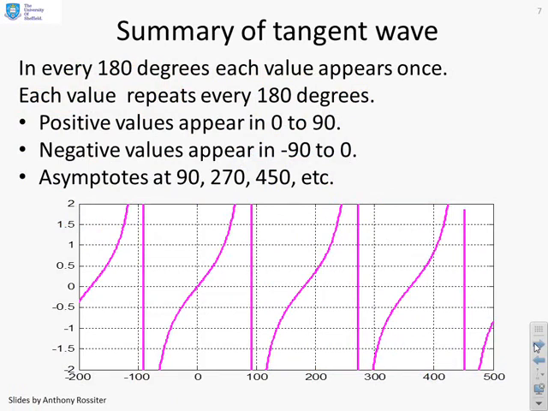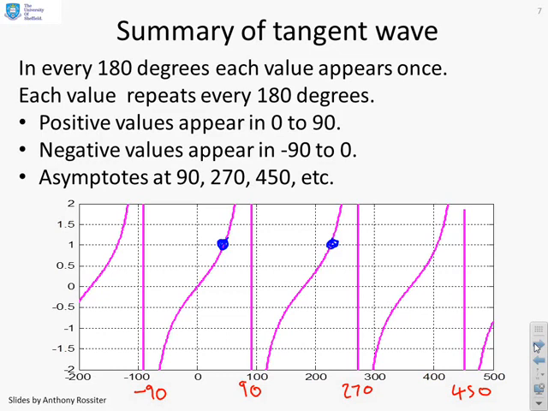So, a summary. In every 180 degrees, each value appears once. You can see here we've plotted the curve from minus 90 to 90, and then 90 to 270, and 270 to 450, and so on. You'll see we've got the whole spectrum of values from minus infinity to plus infinity, but each value appears only once. So for example, 1 only appears here between minus 90 and plus 90, and it only appears here between 90 and 270, and so on.